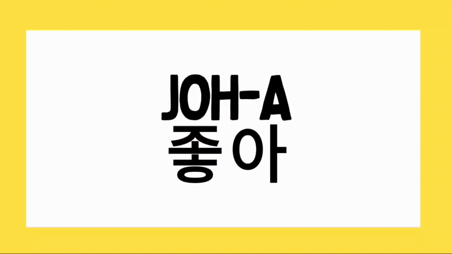Word number 116. Joah. This is pronounced as a two-syllable word. The first syllable is jo, the second syllable is a. Pronounce it with me. Joah.